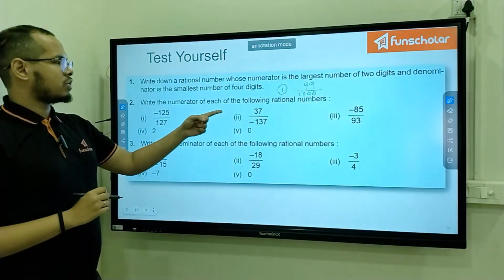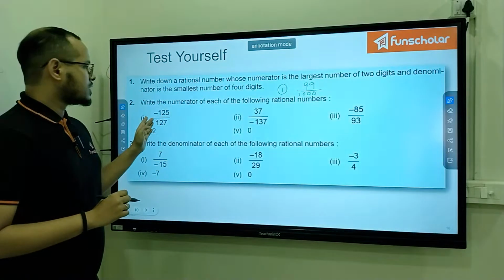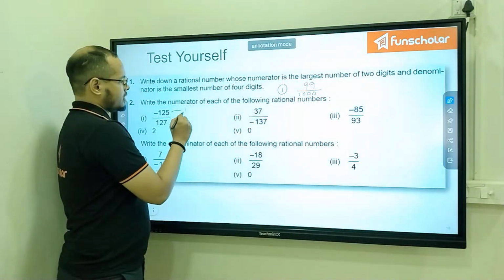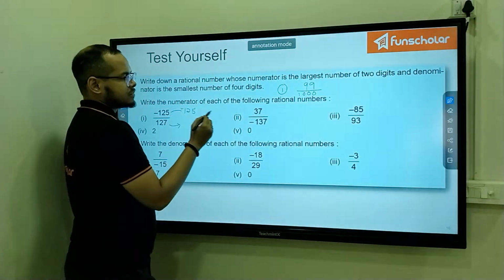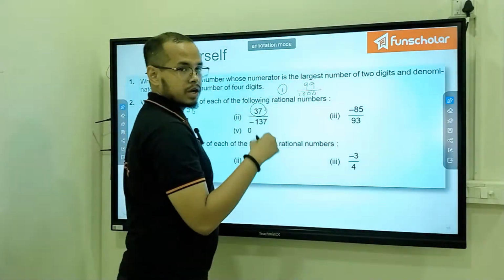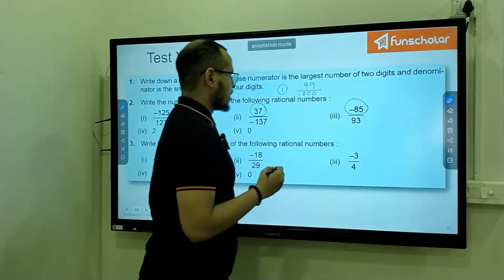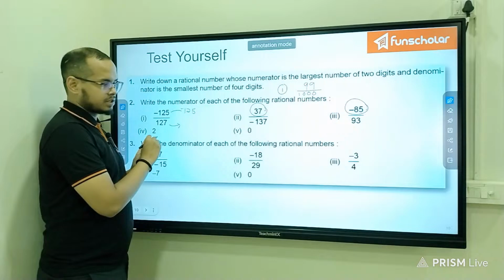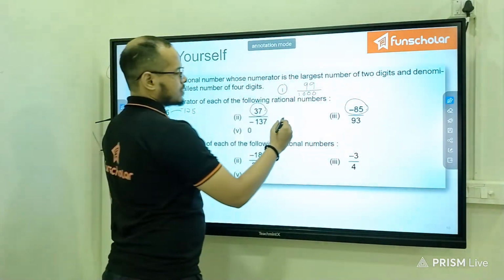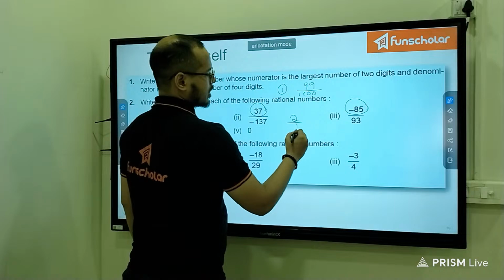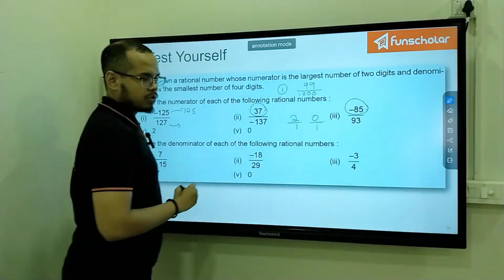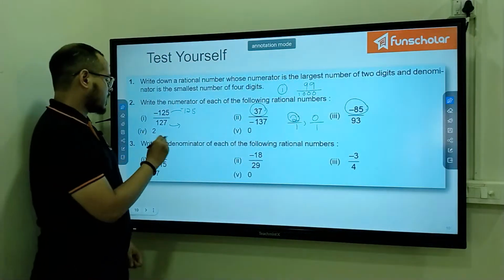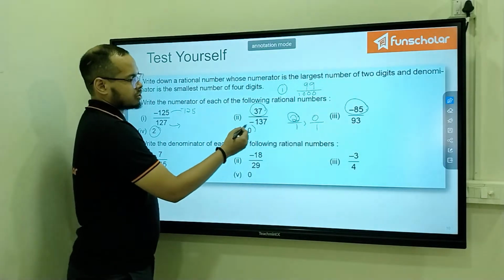Write the numerator of each of the following rational numbers. So we just have to write the numerator part. We all know this is the numerator and this is the denominator. In the first one, the numerator is minus 125. In the second one it is positive 37. In the third one, it is negative 85. In the fourth one, when a natural number like this is given, or the whole number 0 is given, every number has its denominator as 1. Even 0 has a denominator 1. So the numerator is going to be nothing but the top number. So here the answer is going to be 2, and here the answer is going to be 0.